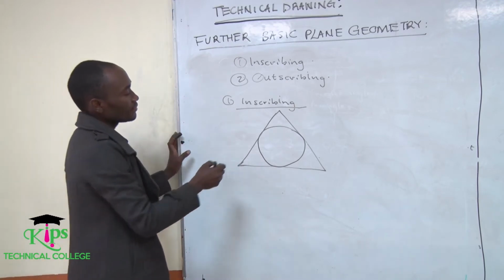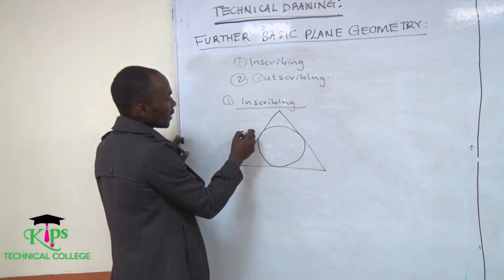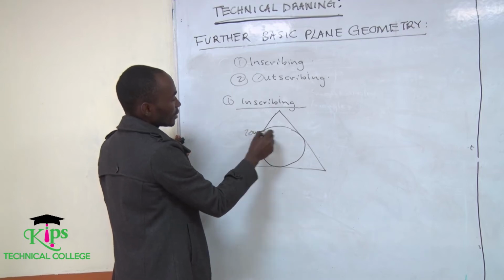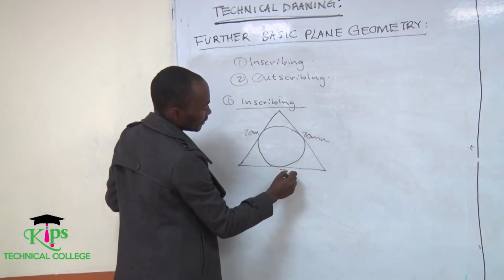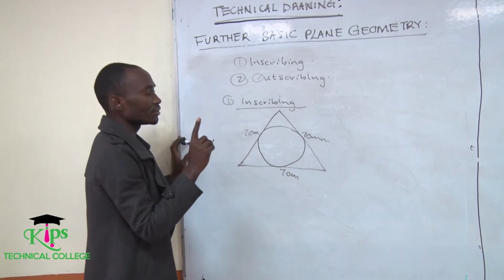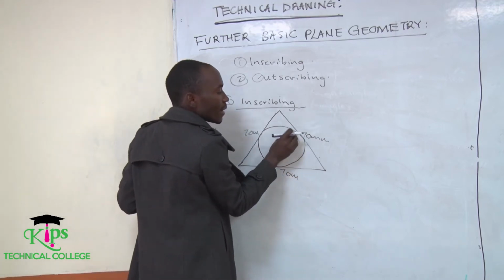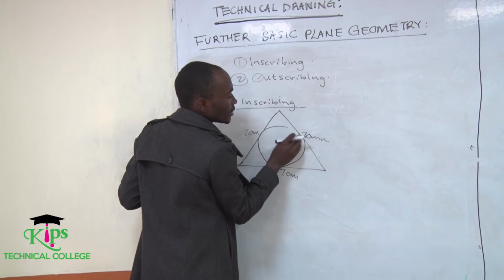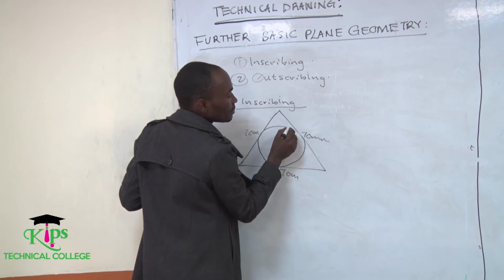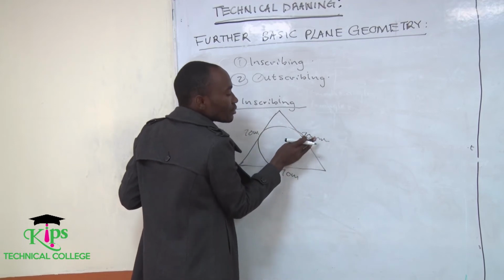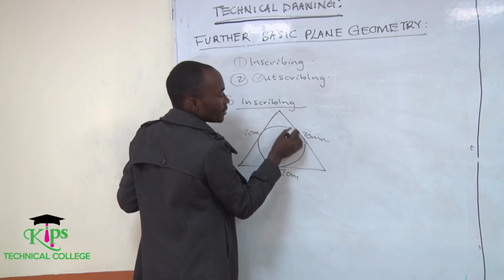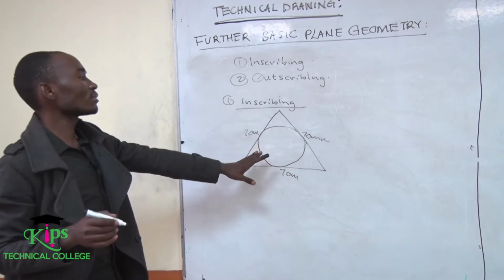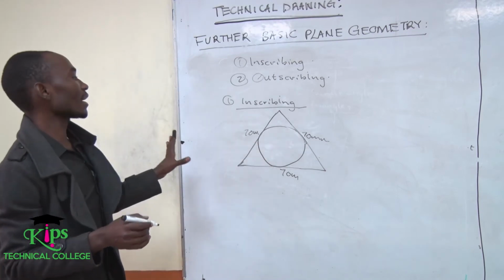So for instance, if this is something like 70 millimeters, and these three lines, this is also 70 millimeters. You should ensure that your marks do not go past these lines. A line should not behave like this. It should always be inside the triangle like this. So this is what we call inscribing.